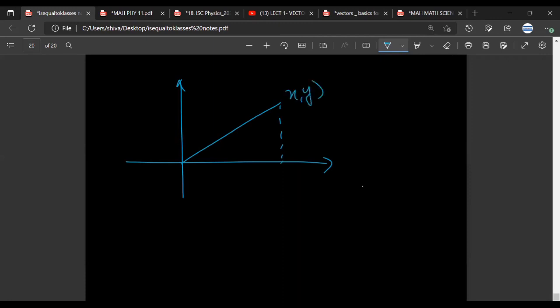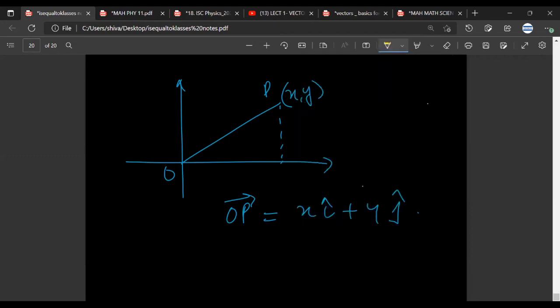It's pretty easy. If you have understood till here, this concept is relatively easy. All I'm trying to tell you is that one way of writing this vector is xi plus yj. This is one way of writing. But there is another way of writing this.